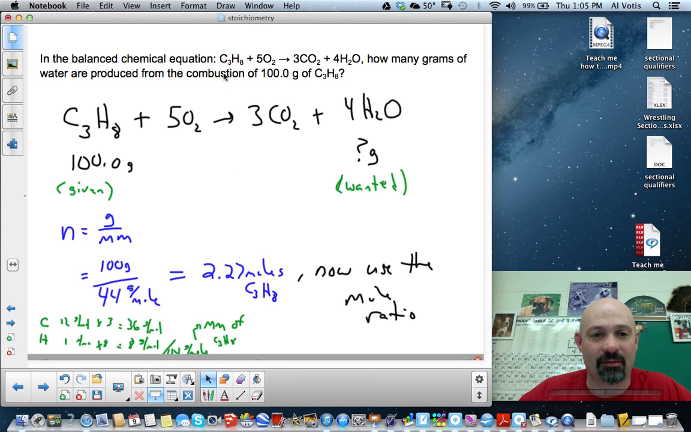Now, I could say, if I have 1 mole of propane, I'm going to get 4 moles of water. If I have 2 moles of propane, I'm going to get 8 moles of water. If I had 10 moles of propane, 40 moles of water. If I have 2.27, notice what I'm doing there is I'm taking whatever this number is and multiplying by the ratio of 4 to 1. That's what the mole ratio is doing. That's a pretty easy one to pick up in your head, but we want to be able to write that down for when the ratios aren't quite so easy to calculate.